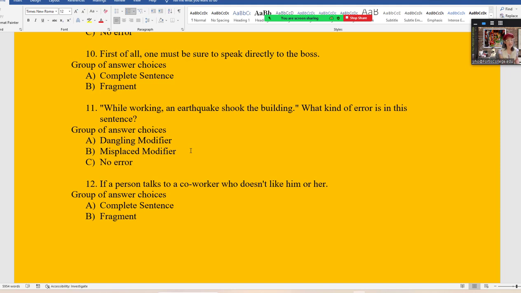While working, an earthquake shook the building. Is this a dangling modifier or a misplaced modifier? Dangling, because who's working? Yeah, it's something missing, that's dangling because you're leaving the reader dangling. If you've got to move it around, that's misplaced. That's how you remember it.